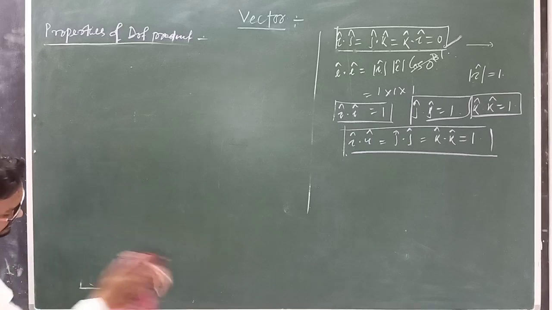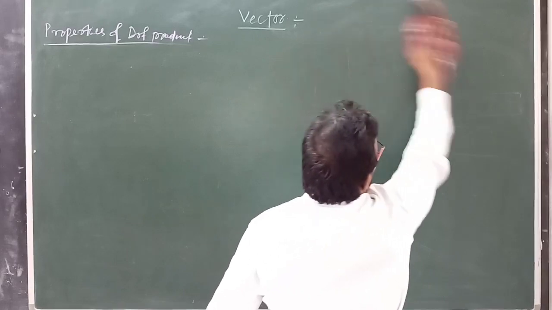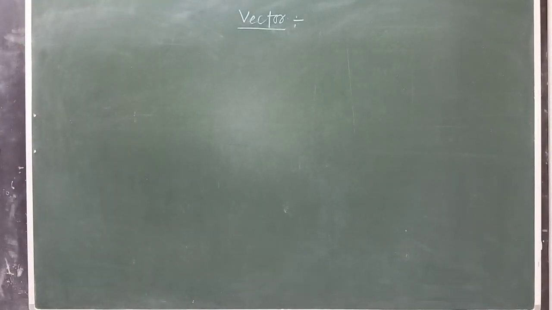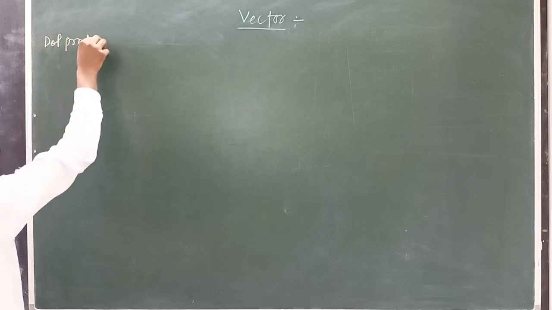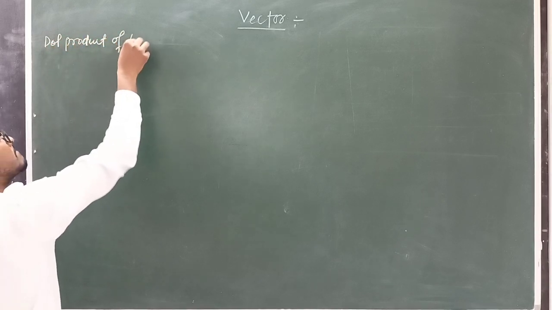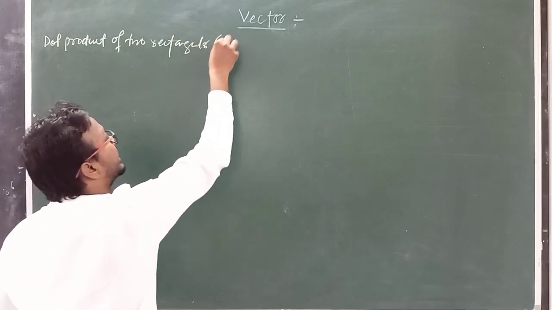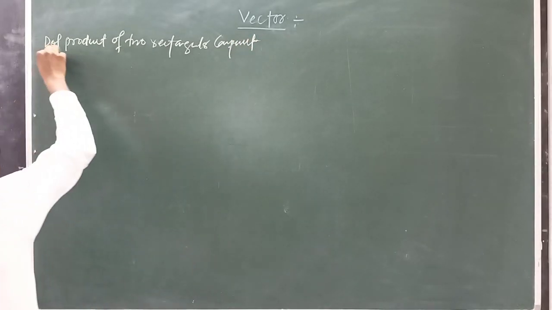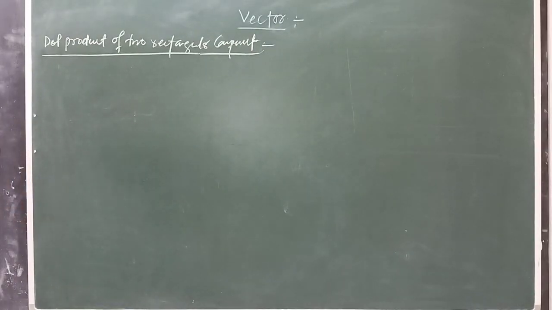So now let's start. Dot product of two vectors in rectangular component form. Dot product of two rectangular component vectors. Clear? Okay. So now let's start.